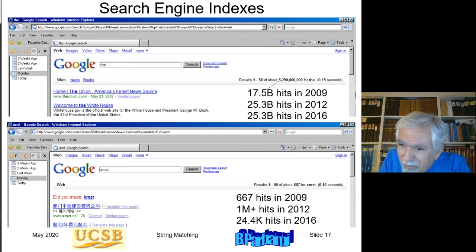And then in the same example, in 2016, the last time I did this search, the number of hits had increased from 667 to more than 24,000. So even that random character string appears in many websites.